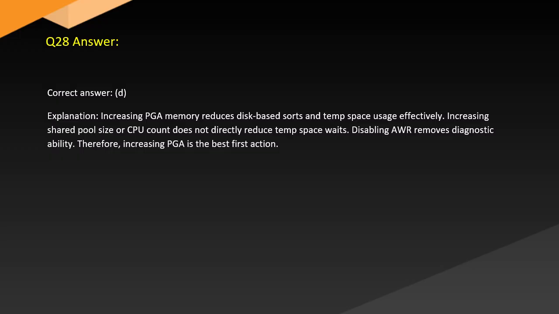Answer. Correct answer, D. Explanation. Increasing PGA memory reduces disk-based sorts and temp space usage effectively. Increasing shared pool size or CPU count does not directly reduce temp space waits. Disabling AWR removes diagnostic ability. Therefore, increasing PGA is the best first action.